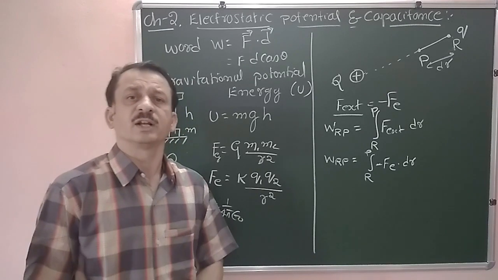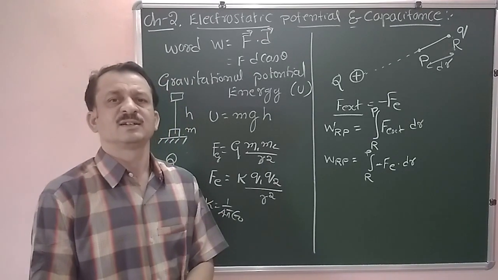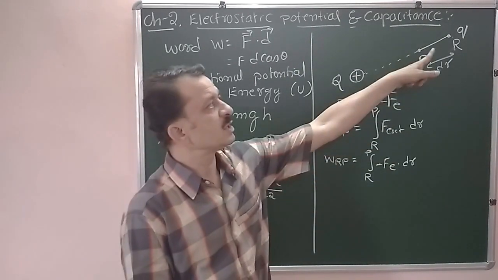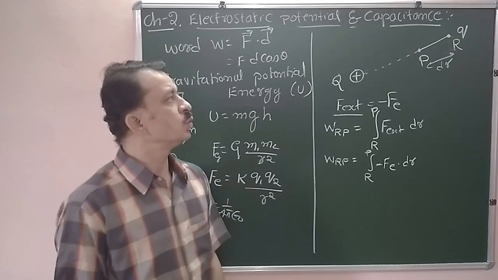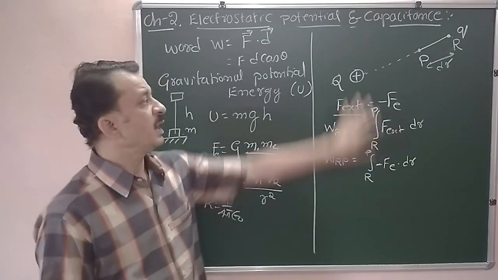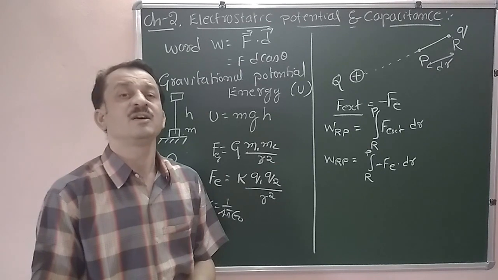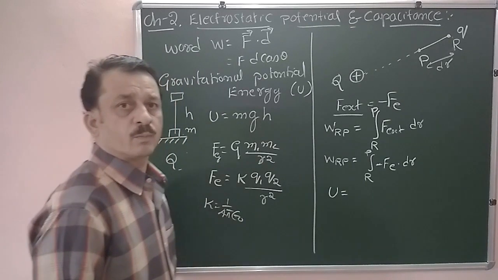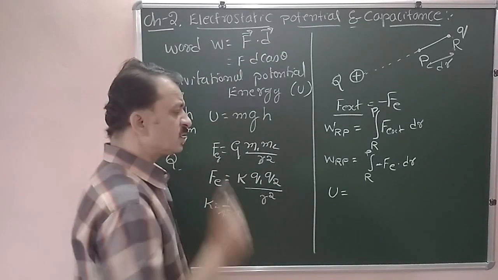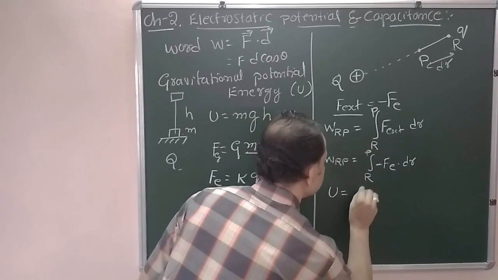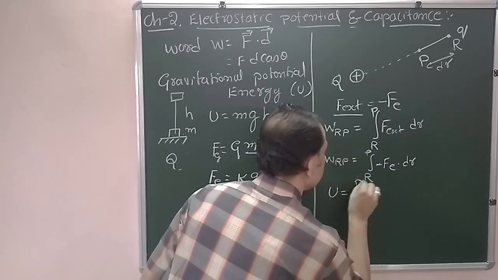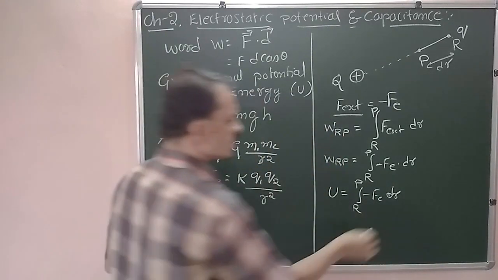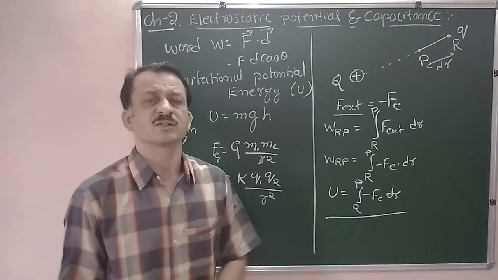Now, this amount of work done is stored as the electrostatic potential energy. This amount of work done is stored as the electrostatic potential energy of the charge Q in the presence of any arbitrary field configuration. Now, let me write that one as the electrostatic potential energy, U. It is the work done, the integral of minus F external into dr. So that is the potential energy of the charge.